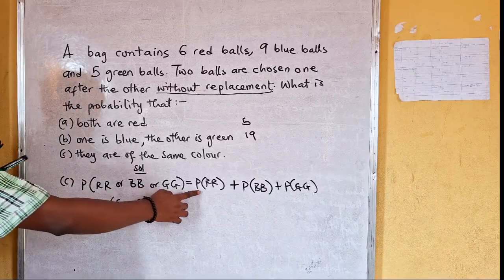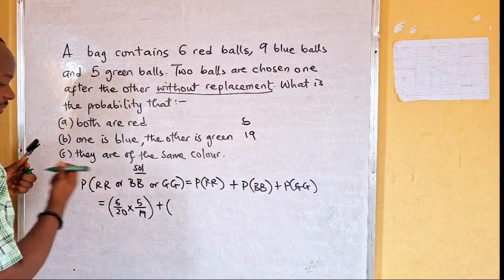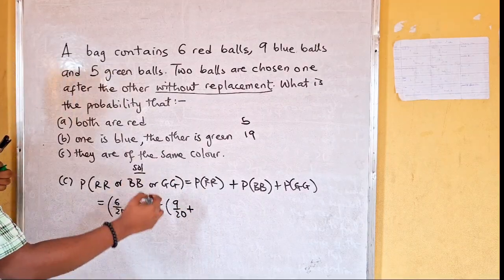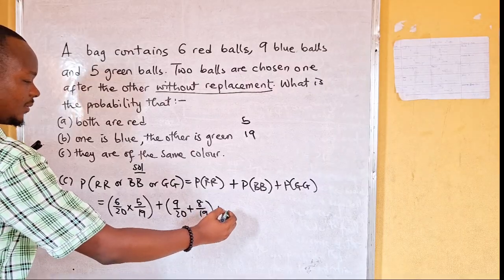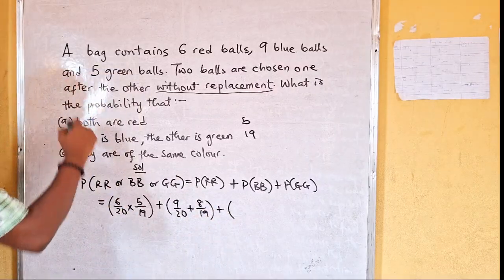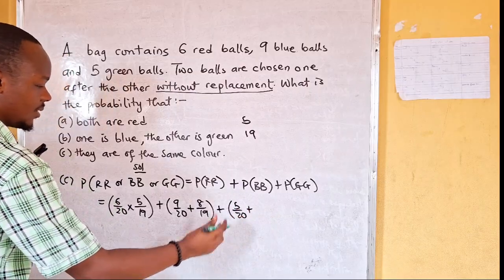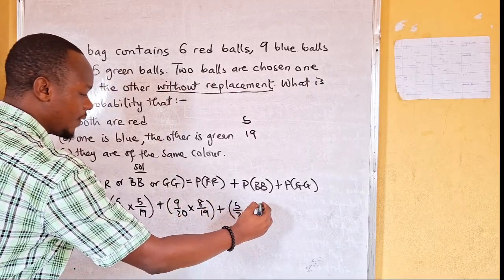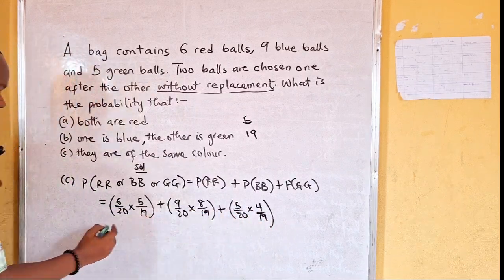So now we're doing blue, blue. The first will be what? 9 over 20. The second will be 8 over 19. Now the third, green, 5 over 20 times 4 over 19. Okay, so we're making a mistake. It's not plus, it should be times. So that will be 4 over 19. So it's times, then plus outside.